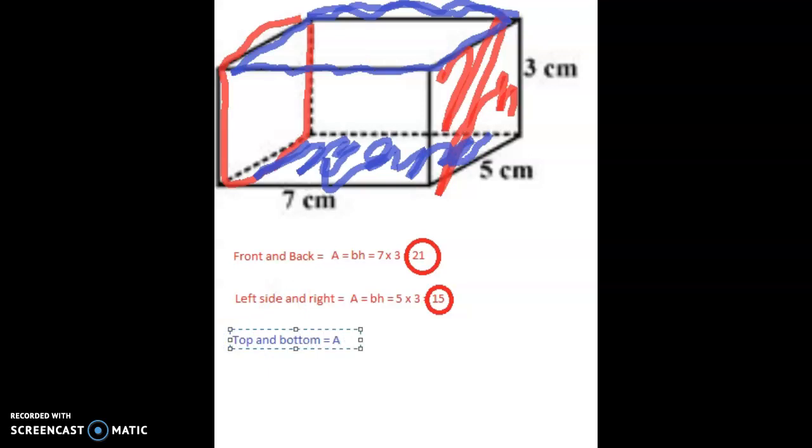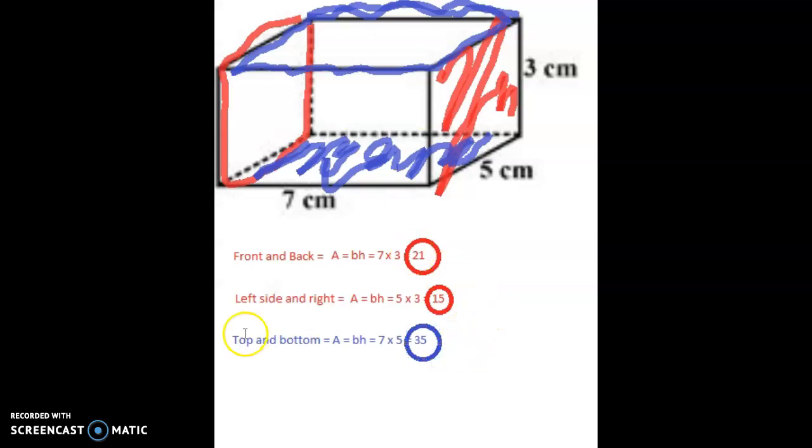Okay, so top and bottom. Again, rectangle, A equals BH. Make this bigger, which would give us 7 times 5. If you look at the bottom, you can clearly see that the one line is 7, the other line is 5, which gives us 35. But again, at the end, we will have this twice.